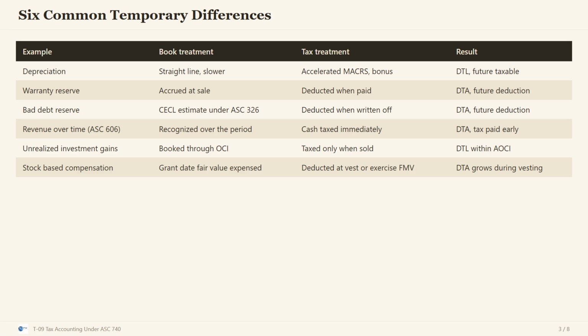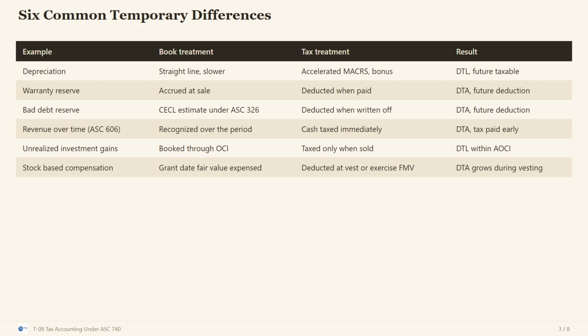Here are 6 examples that show up in almost every company's provision. Depreciation is the classic one. Book depreciation is straight line and slow, while tax depreciation uses accelerated MACRS with bonus depreciation. So tax basis falls below book basis, and a deferred tax liability builds up. A warranty reserve runs the other way. It is expensed on the books at the time of sale, but only deducted for tax once it is actually paid, so it creates a deferred tax asset.